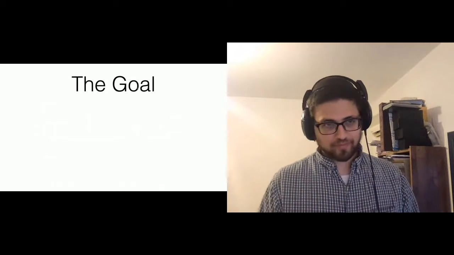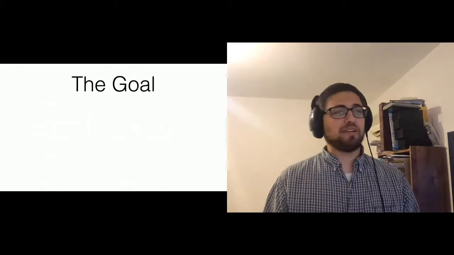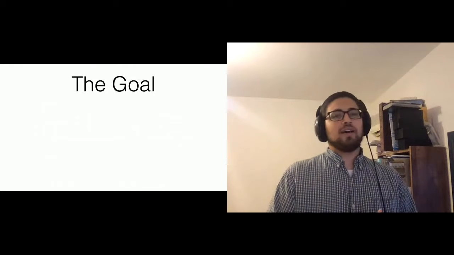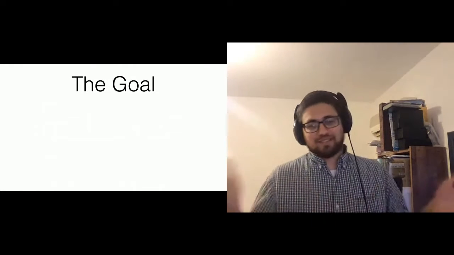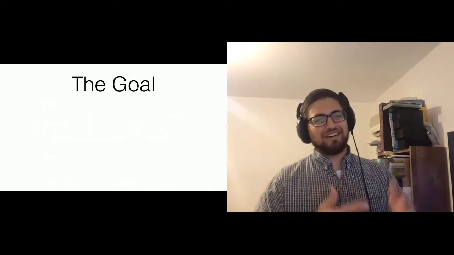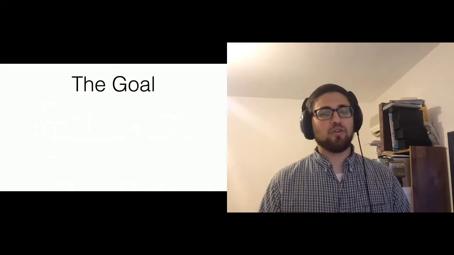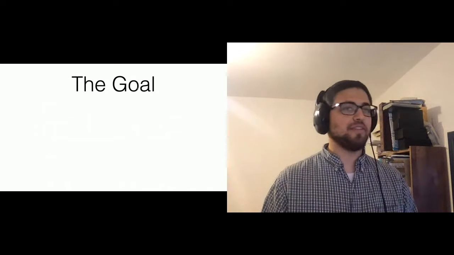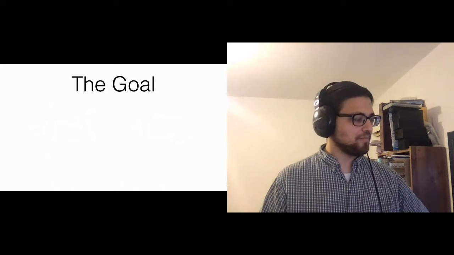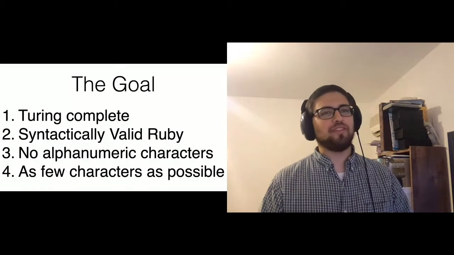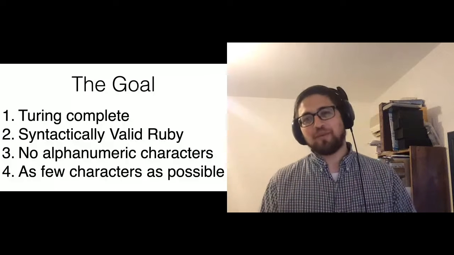But we want to have no alphanumeric characters, so no letters, no numbers. And of course, we want to use as few unique characters as possible, meaning it's going to be very, very long, but it's not going to have a whole lot of different characters. That's the idea. Based on these constraints, what I came up with is what I call Brain Ruby.